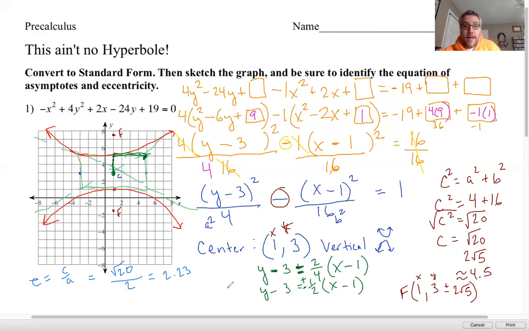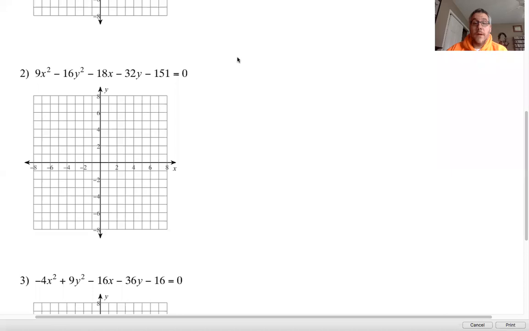Okay, let me get you started on number 2, and then you will be on your own. For number 2, I'm just going to give you a little start here, and then you guys can take that one home, as well as number 3. So let's look at number 2 here. What are the coefficients on the x squared and the y squared terms? The x squared has a coefficient of 9. The y squared has a coefficient of -16. Whatever is negative has to go second.